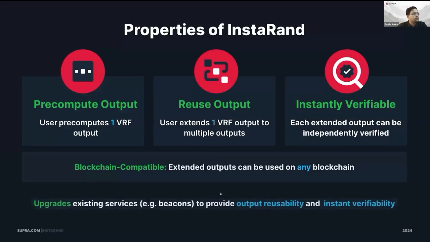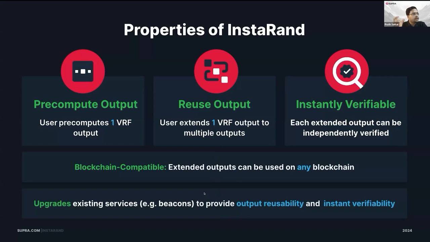And finally, I will show in the technical slide that InstaRand can be applied not just on a VRF service, but you can apply it on existing beacon services as well, like, for example, Algorand beacon or DRAND beacon or even the Aptos Roll, to provide this output reusability and instant verifiability feature. So you don't need to query the beacon again and again. You can use it again and again.